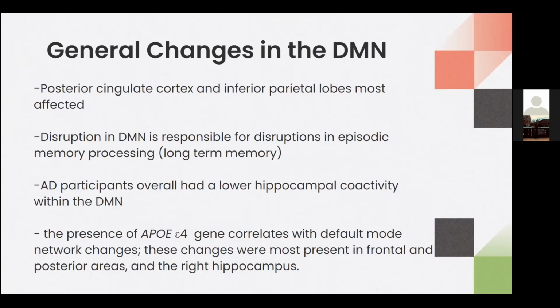This means that within the default mode network, the hippocampus does not light up as much in Alzheimer's patients. And lastly, the presence of the APOE4 gene also correlates with default mode network changes. As I mentioned before, the APOE4 gene is the gene that's responsible for familial Alzheimer's disease. And these changes were present in frontal and posterior areas and the right hippocampus.